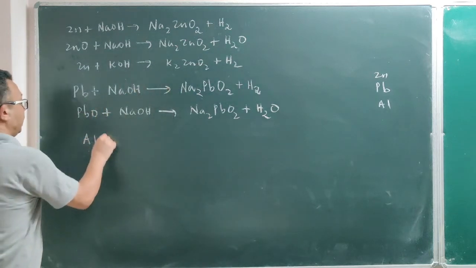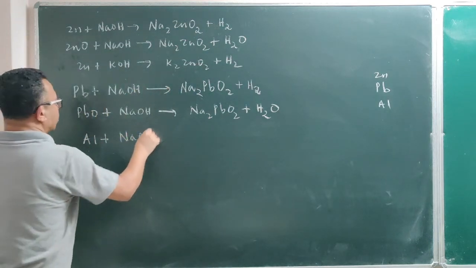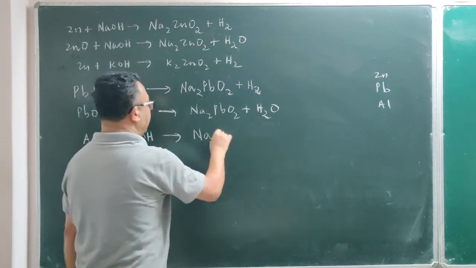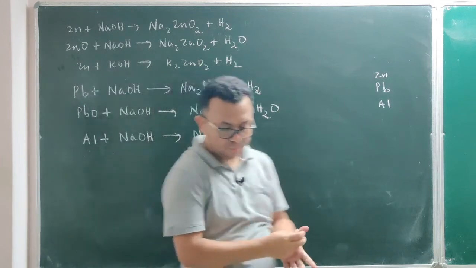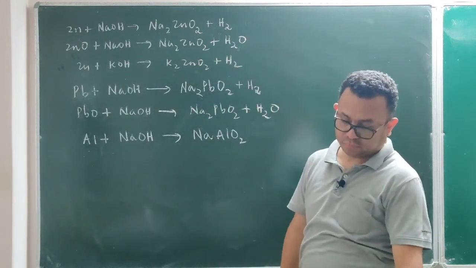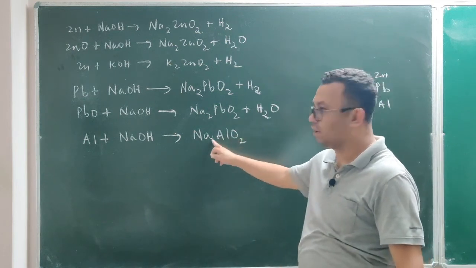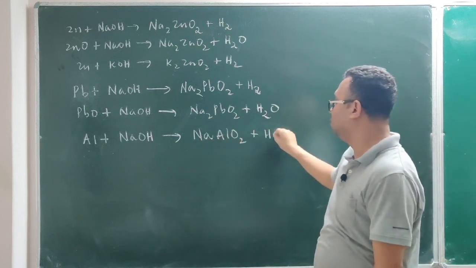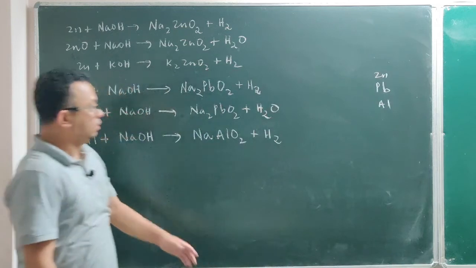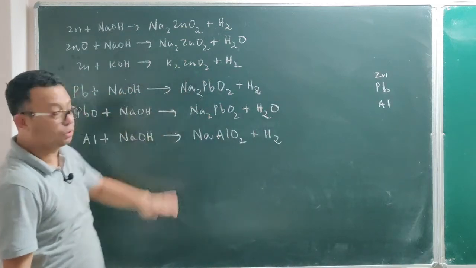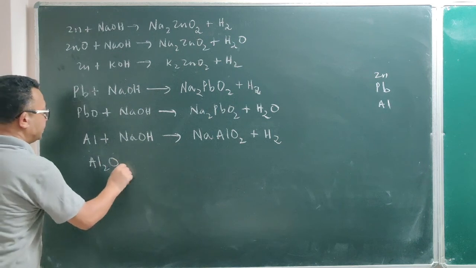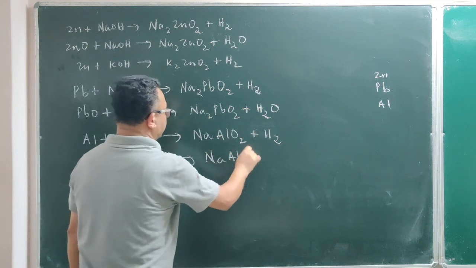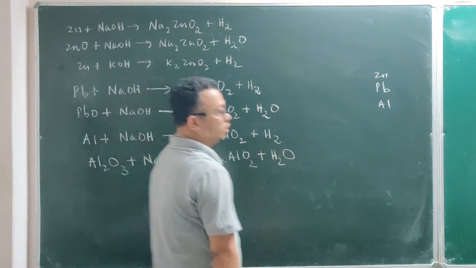Now let me write for aluminum also. What will happen to the aluminum? When aluminum is dropped in a strong alkali like sodium hydroxide or potassium hydroxide, it will form sodium meta-aluminate, NaAlO2. You all know that meta-aluminate has a valency of 1. Sodium also has a valency of 1, so since both have a valency of 1, I did not write that 2 here, whereas there it was 2. In this case hydrogen is released. Now if instead of aluminum it is aluminum oxide plus sodium hydroxide, then again you have sodium meta-aluminate, plus water is what is produced.